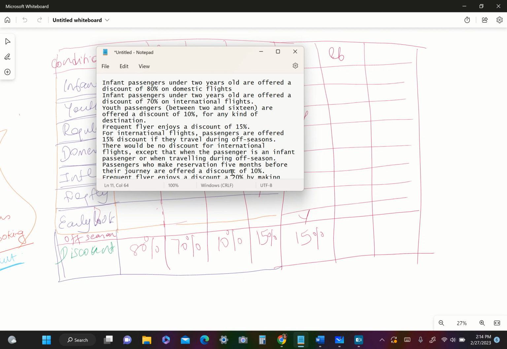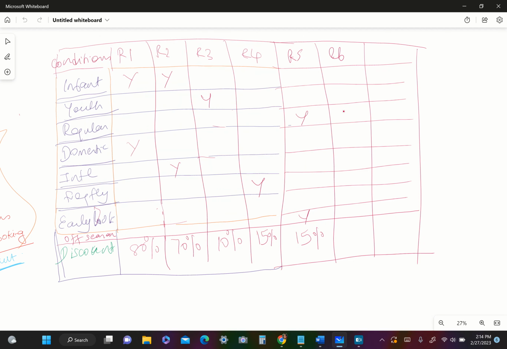Passengers who make reservations 5 months before their journey are offered a discount of 10%. So anybody, okay, they get 10% if they would make an early booking. So I got that rule, R6.